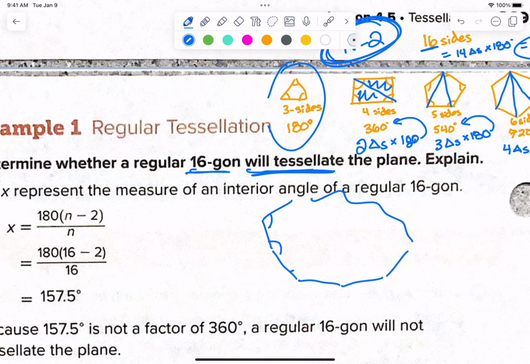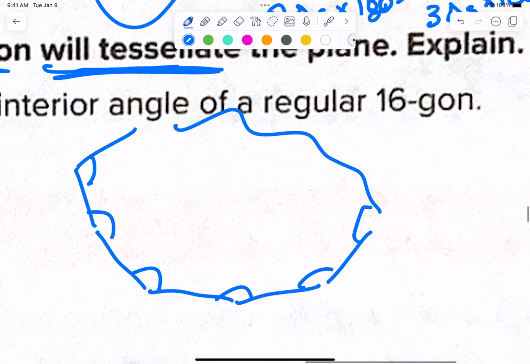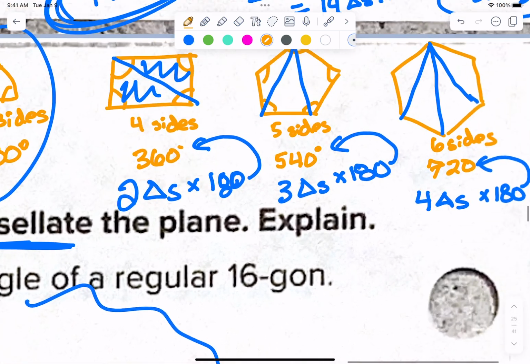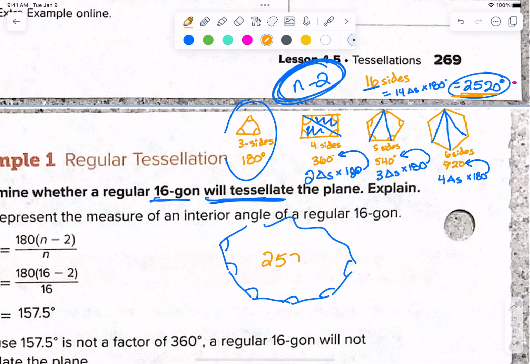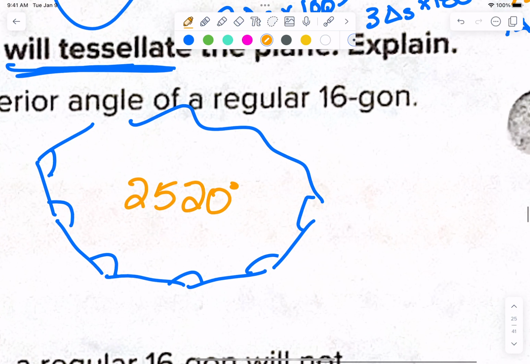All of these angles are going to add up to be how much? What will all of those angles of a 16-sided figure add up to be? Whatever we just did, 2520, right? All of those angles will add up to be 2520, because we did n minus 2, which is 14, and we took 14 times 180, right?